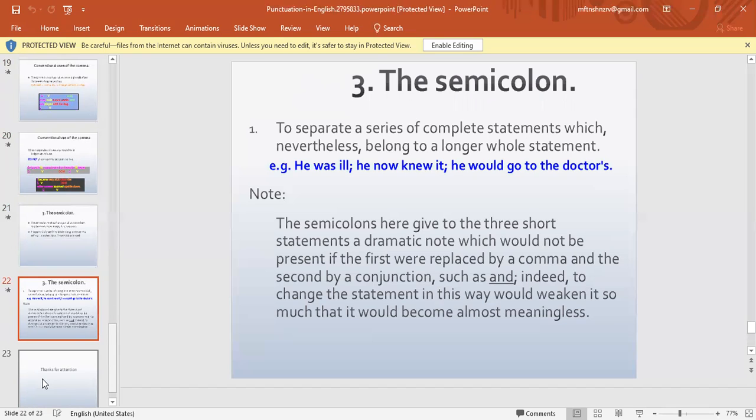Note, the semicolons here give to the three short statements a dramatic note which wouldn't be present if the first were replaced by a comma and the second by a conjunction, such as and, indeed, to change the statement. In this way, it would weaken it so much that it would become almost meaningless.